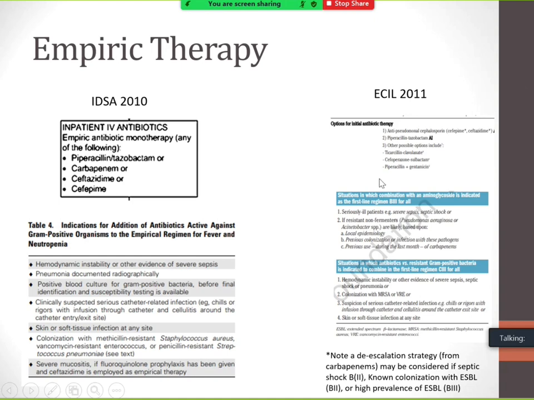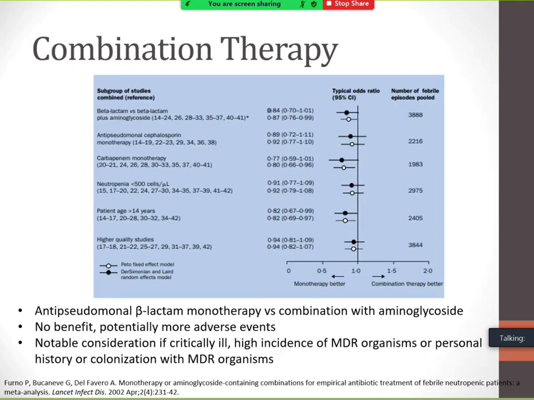The ECIL guidelines kind of give you two options. You can do what IDSA does, look at the patient's risk factors and start cefepime, ceftaz, or piptazo. Or if they're critically ill, they say a de-escalation strategy upfront, starting a carbapenem, if they have septic shock, known colonization, or a high prevalence of ESBLs in your population, and then working your way back based on what's gone on. I would not encourage us to do that here, especially because our ESBL population is lower than in Europe, but it is something to consider, because we're all going to practice in different places. And once your ESBL rate hits a certain threshold, you're kind of stuck doing that and working backwards.